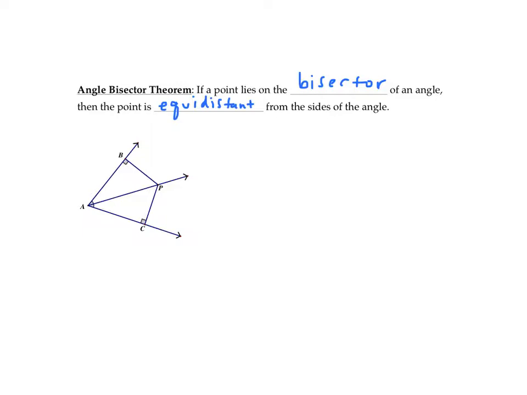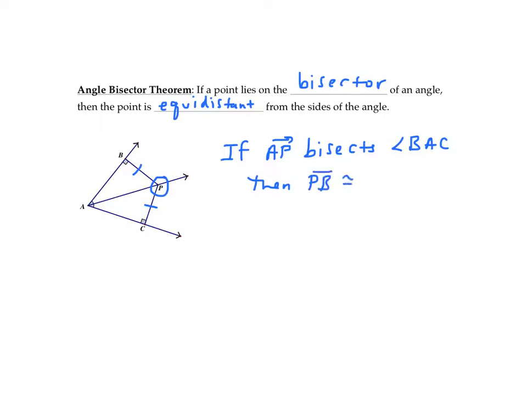Then we know that point P out here is the same distance from point B as it is to point C. So we can put it into writing by saying if ray AP bisects angle BAC, then line segment PB is congruent to line segment PC. Remember that distance in geometry is always measured along the perpendicular line segment.